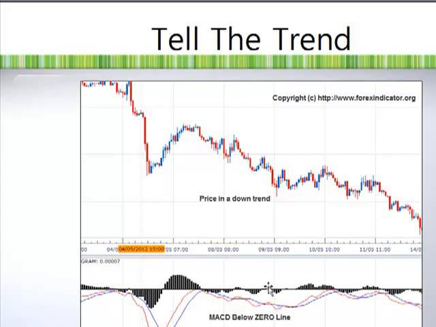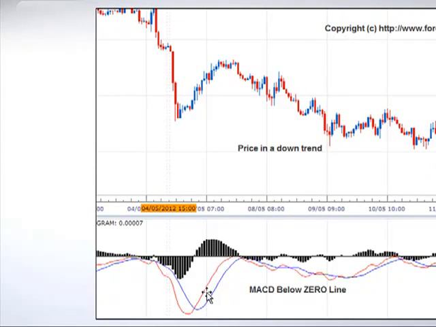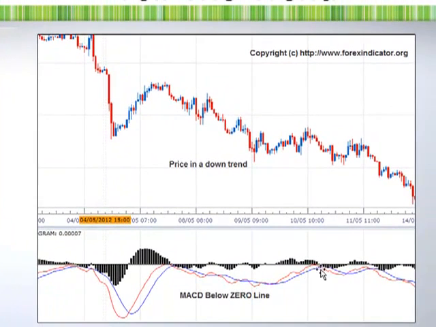We call it the water line. Some people call it the water line. You can see the MACD two lines are always below the zero line. Can you see that? It's always below the zero line. And the longer it stays below the zero line, the stronger the trend. If it's below the zero line all the way, it's telling you that you're in a strong downtrend.